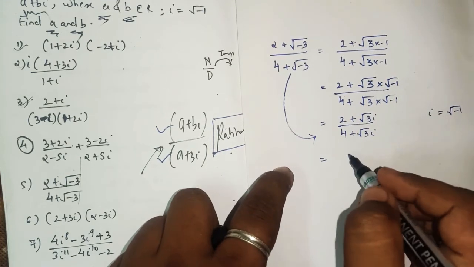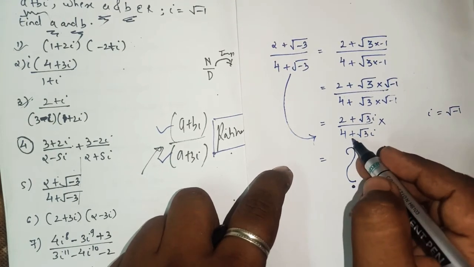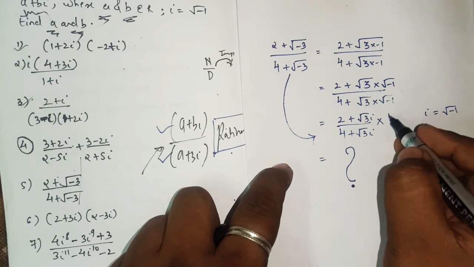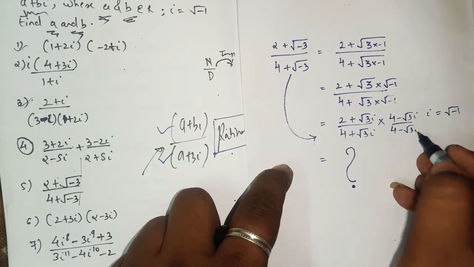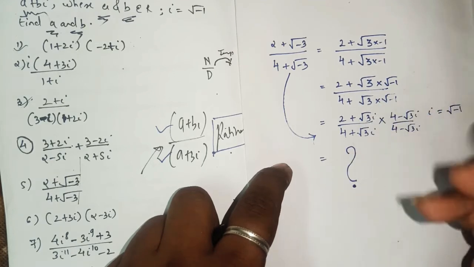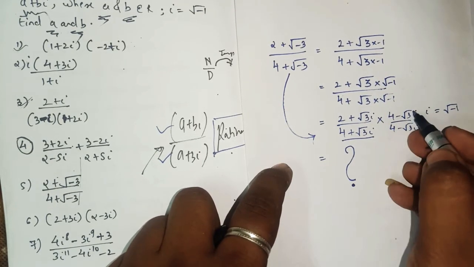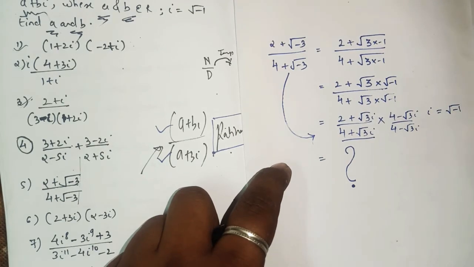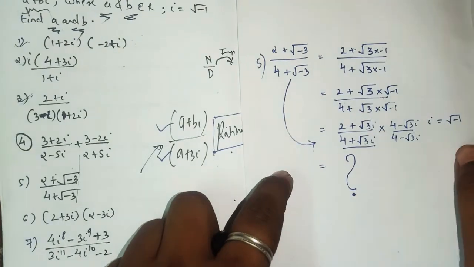I guess the remaining part you can try by yourself. Just rationalize it. Here plus is there, so you will write 4 minus root 3i, rationalizing the denominator by using the conjugate property. So the conjugate of 4 plus root 3i will be what? 4 minus root 3i upon 4 minus root 3i. So please try the fifth one by yourself.